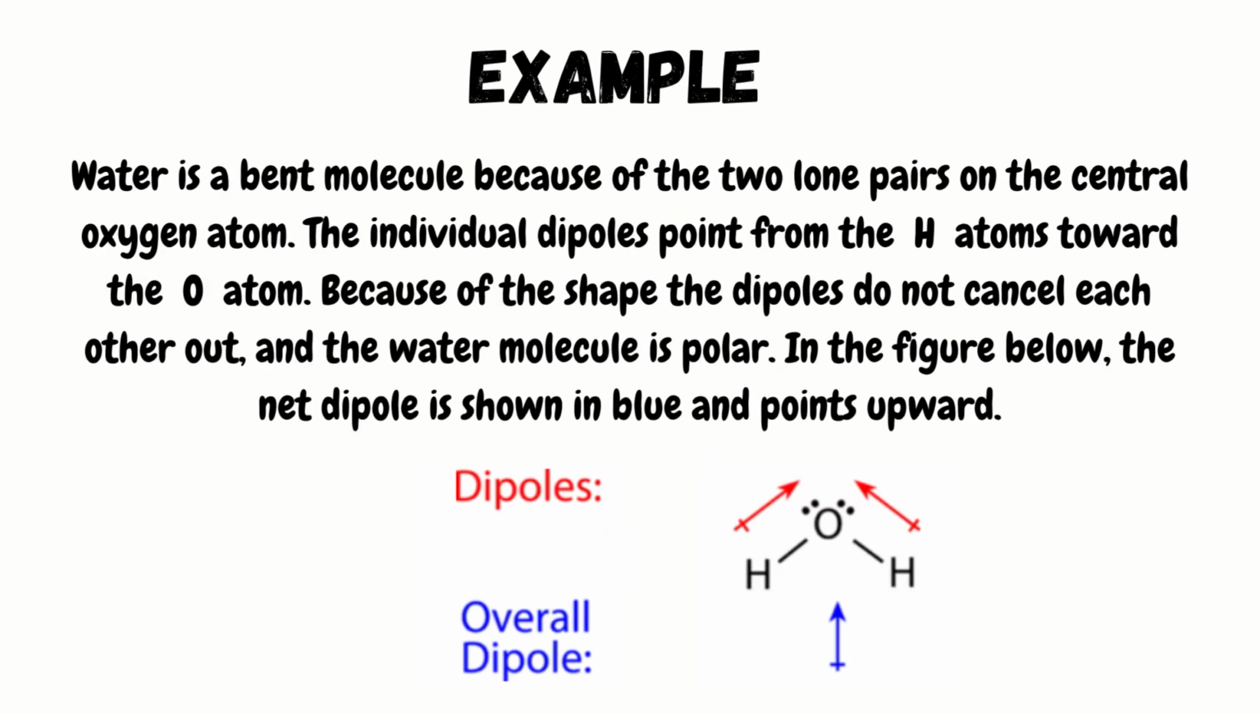Another example, water is a bent molecule because of the two lone pairs on the central oxygen atom. The individual dipoles point from the hydrogen atoms towards the oxygen atom. Because of the shape, the dipoles do not cancel each other out and the water molecule is polar. In the figure below, the net dipole is shown in blue and points upward.